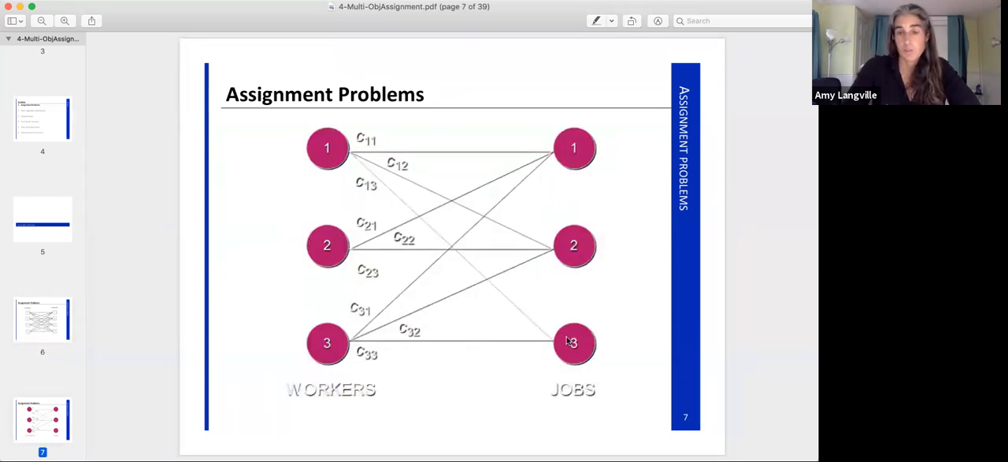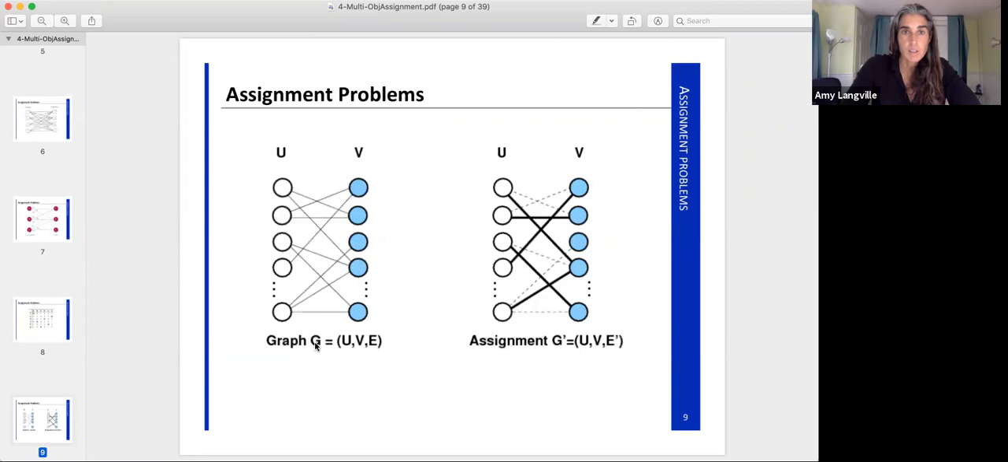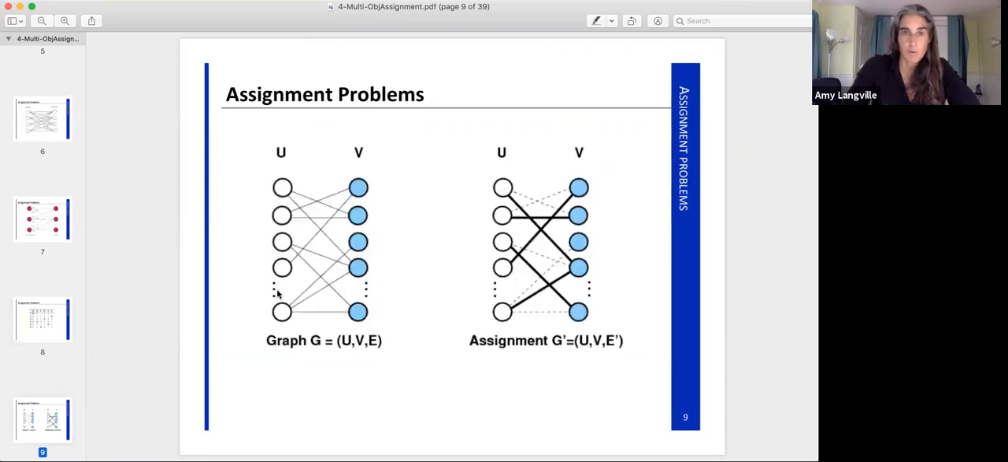Assignment problem, workers to jobs. Again, you think about it as a matrix even. There could be weights for this assignment of worker 1 to job A. Maybe that's a preference that they prefer it. They'd rather do job A than they would say job C.